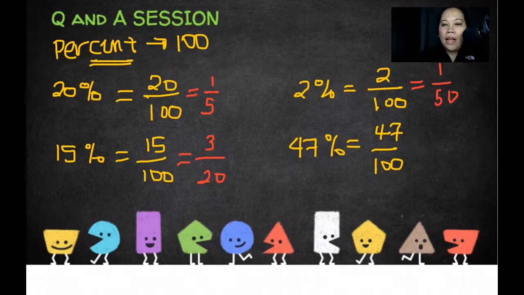Now, unfortunately, for 47 over 100, there is no common value. 47 is an odd number and 100 is even, so you cannot simplify 47 over 100 anymore. So this will be your final answer. I hope I was able to answer your question, William.